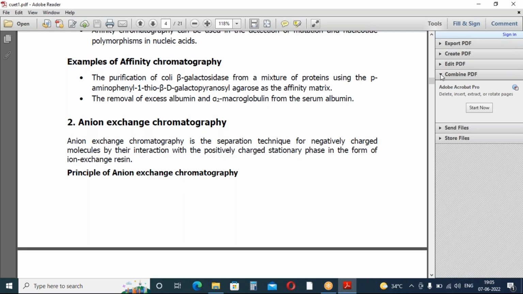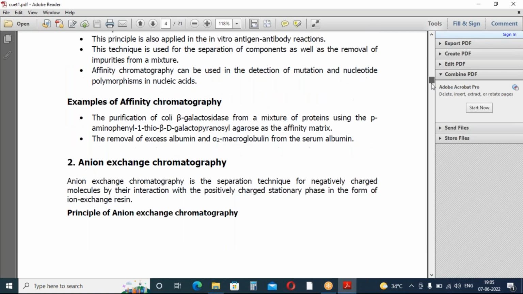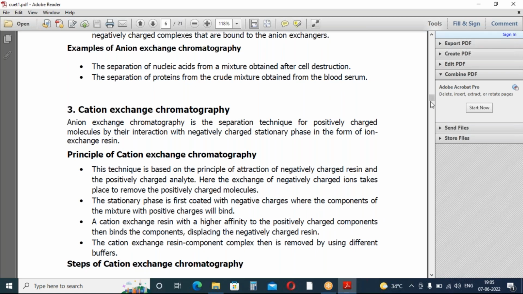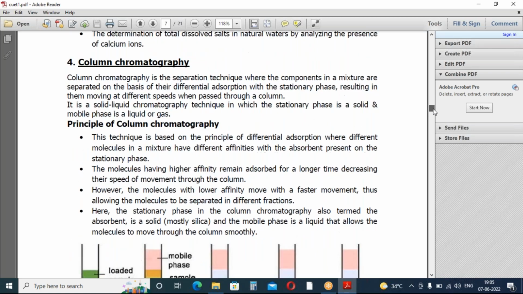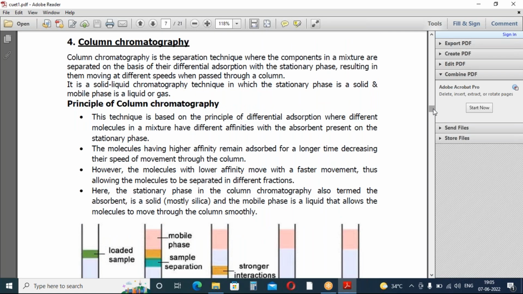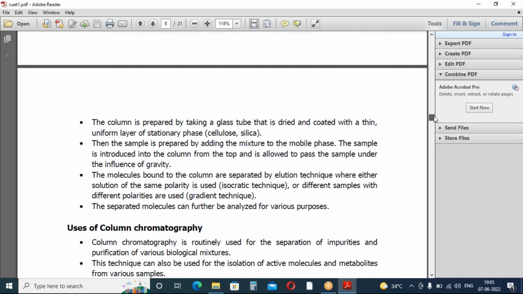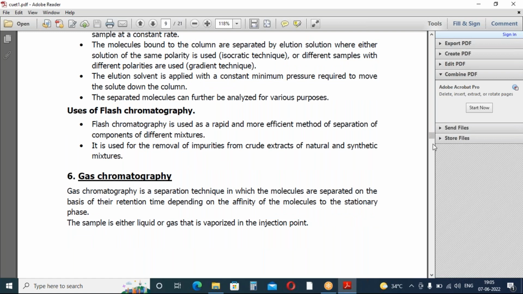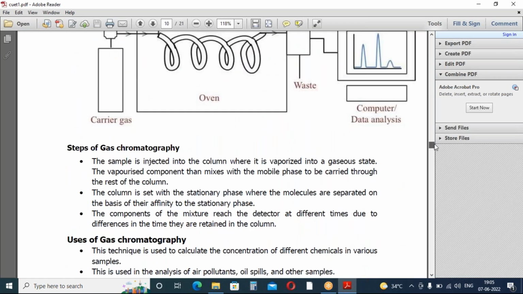For the separation of cations or anions, these two types of techniques, anion exchange chromatography and cation exchange chromatography, are there. We also discussed the applications and examples of ion exchange chromatography. Next, coming to column chromatography, we discussed how to prepare the column and the main principle involved. We also discussed flash chromatography and gas chromatography techniques.